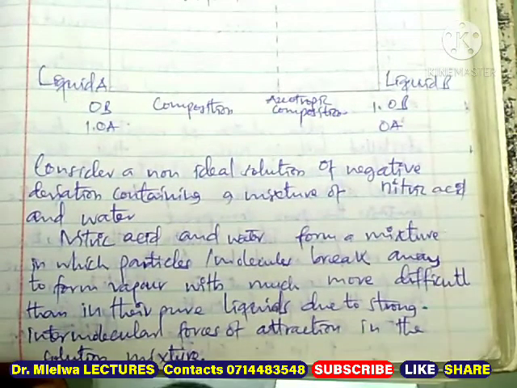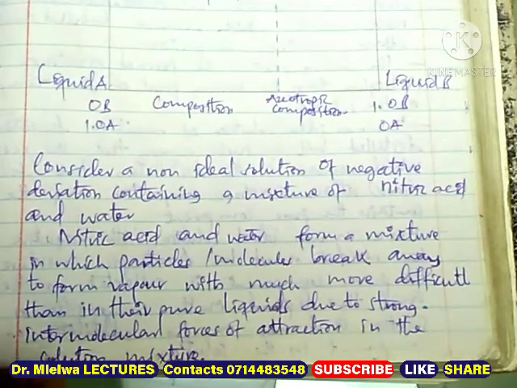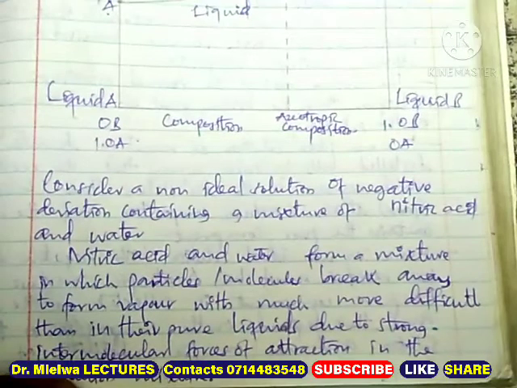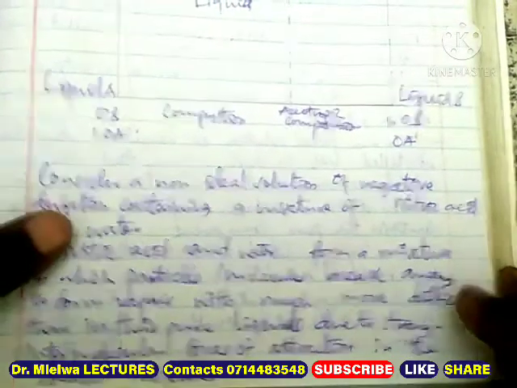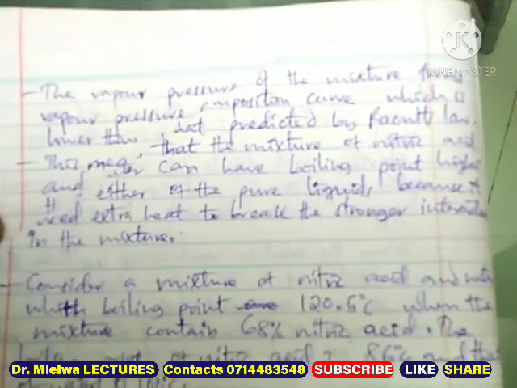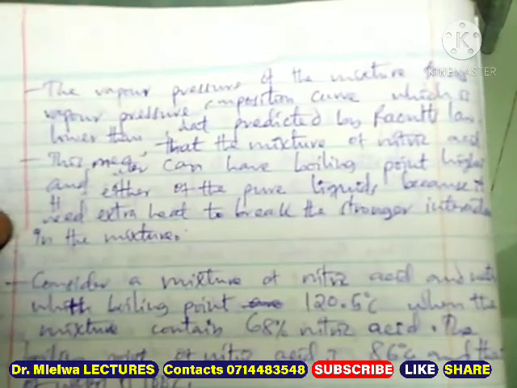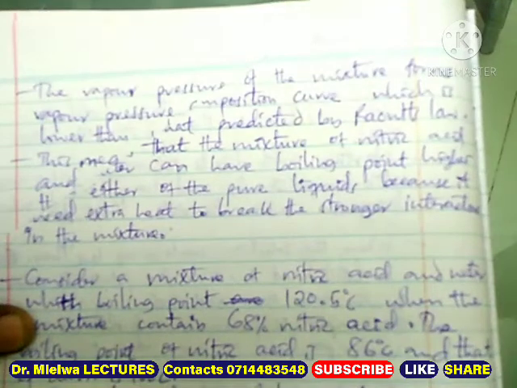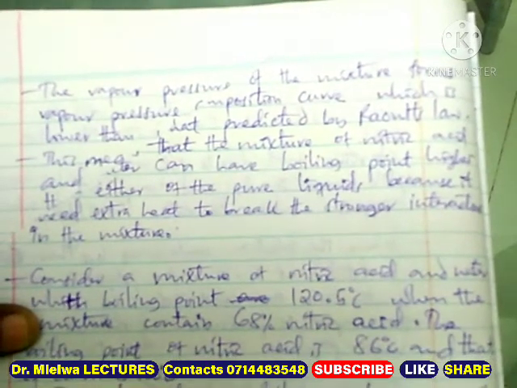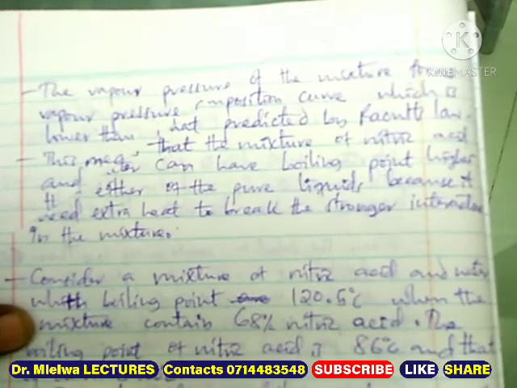Kwa hiyo kama intermolecular force of attraction ni strong, manake azeotropic mixture will boil at a higher temperature as compared to the boiling point of the pure liquids. So nachokisema ni kwamba the vapor pressure of the mixture forms a vapor pressure composition curve which is lower than that predicted by Raoult's law.